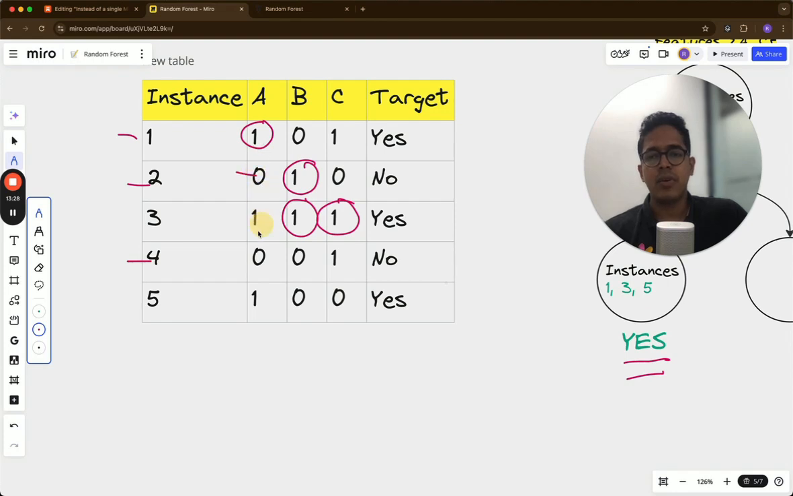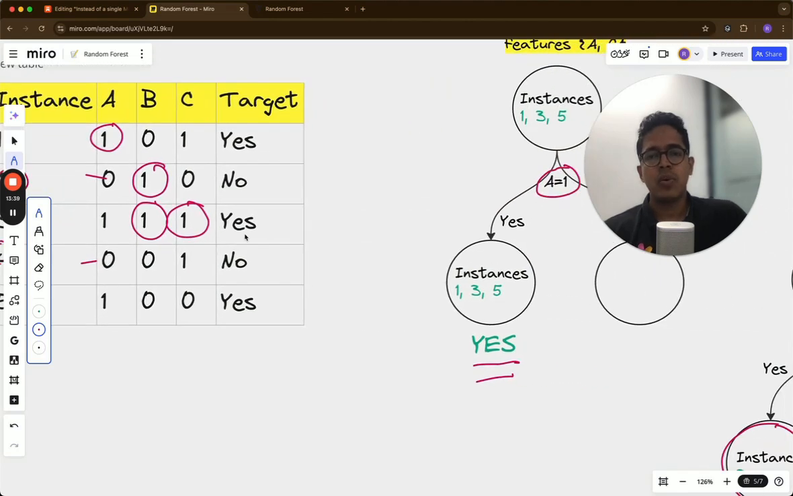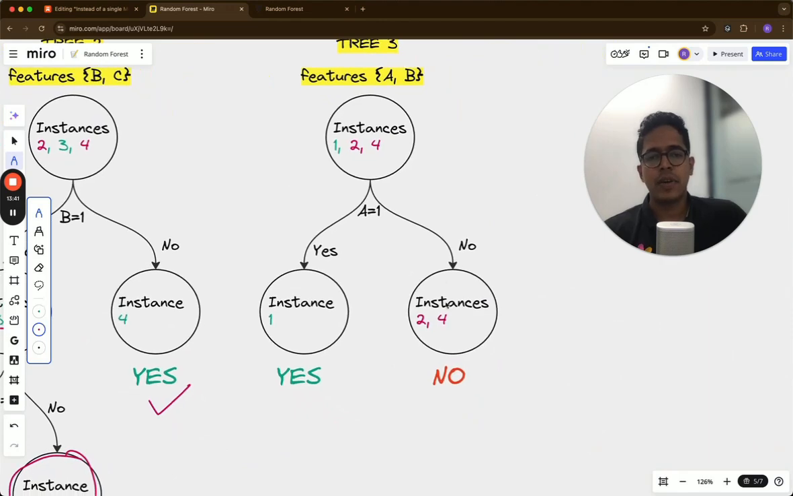For the remaining, A equal to 0 is the thing. So one data point from instance 1 will go to the yes branch, and 2 data points, which are instance 2 and instance 4, will go to the no branch. You can see that here. 2 and 4 went to the no branch. 1 went to the yes branch.